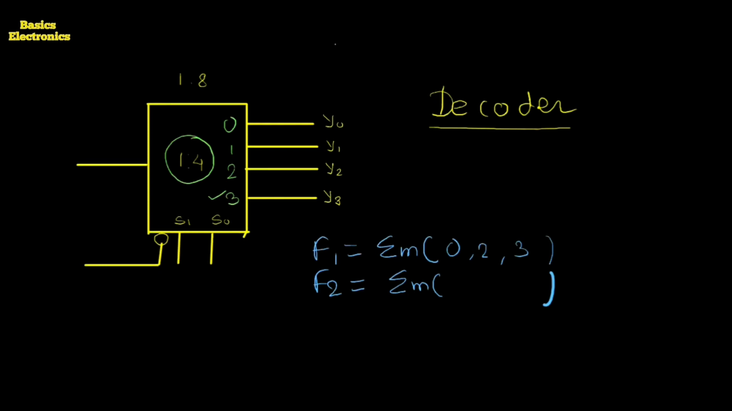Sometimes instead of the digits, they give the mean terms directly. Means the equation may be like this: F1 equals to A bar B bar C bar plus A bar B bar C plus A bar B C. Okay, so this is one type of equation they give. So if the digits are given directly like this, then we can easily implement it.